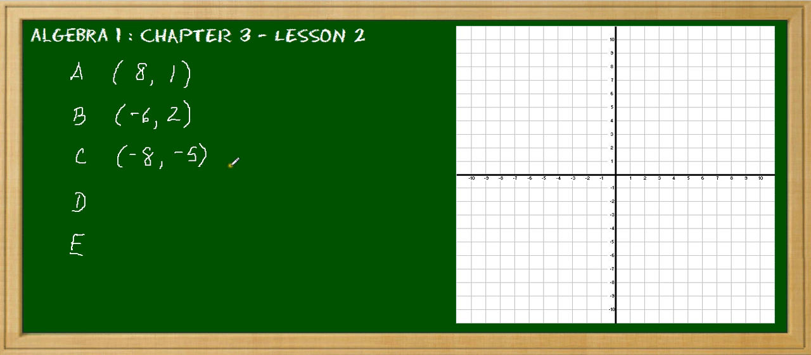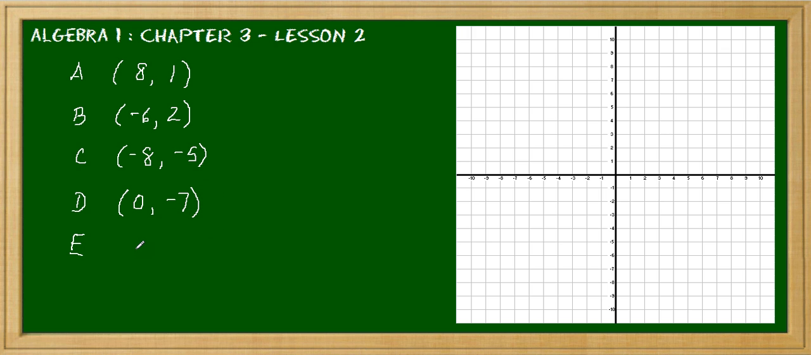Now to find the D, we don't move either to the left or the right because it's on the y-axis. So our first coordinate is 0. That would be the x. And then we would have to go down to negative 5, negative 6, negative 7. So our coordinate is 0, negative 7.